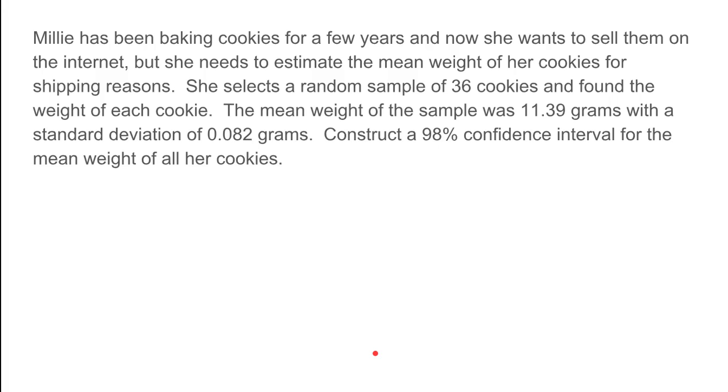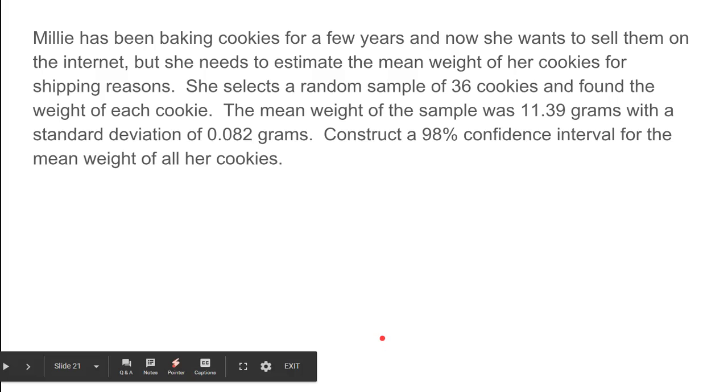All right, Millie's been baking cookies for a few years now, and she wants to sell them on the internet. But she needs to estimate the mean weight of her cookies for shipping reasons. She needs to anticipate how much she's going to have to pay to ship these cookies, so she needs to know how much they're going to weigh. So she selects a random sample of 36 cookies and found the weight of each cookie. The mean weight of the sample is 11.39 grams with a standard deviation of 0.82 grams. Construct a 98% confidence interval for the mean weight of all her cookies.